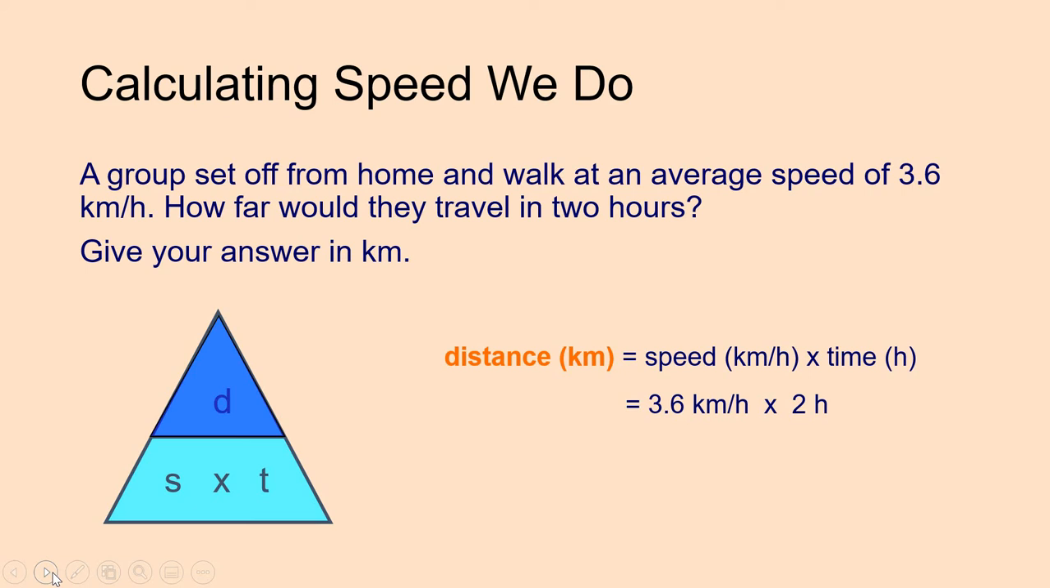Now pause the video and have a go and see if you get the same answer as me. So the answer is, we cancel the 2 hours out and it will be 7.2 kilometres. And these cancel because here we have kilometres per hour, so that's like a divide sign, and then we've times by hours. So we end up with just kilometres.